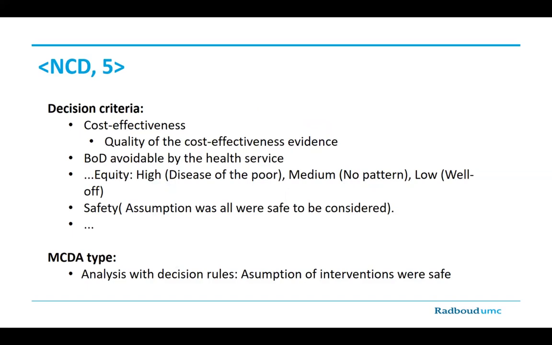So we looked at NCDs. Maybe we had not put the name of the interventions and the whole performance matrix. But we started out with the 5 criteria, so we used the decision tree. We added 2 more criteria, equity and safety. We had 3 levels for equity: high, disease of the poor; medium, no pattern; and low, disease of the well-off. And then we also had safety. We came up with one assumption that if you're considering all interventions, we consider them to be safe.